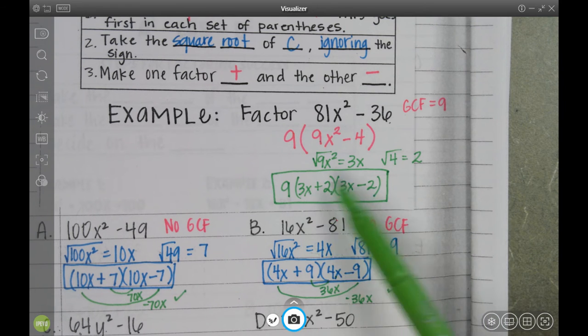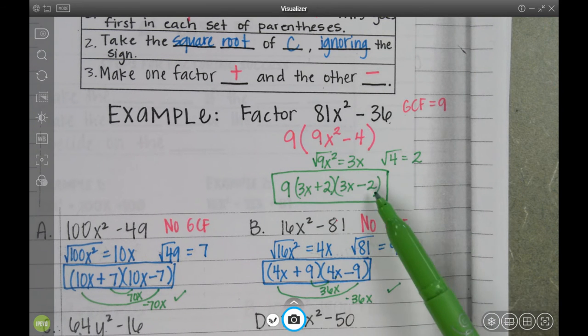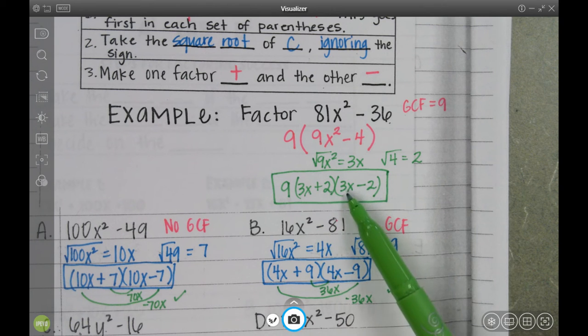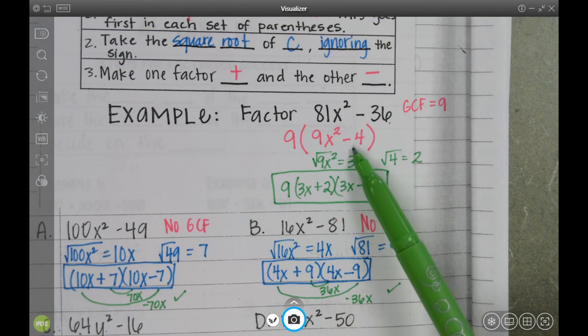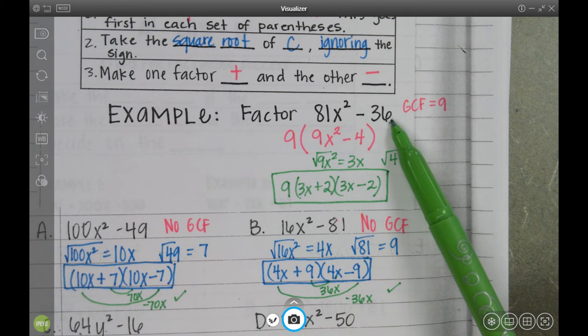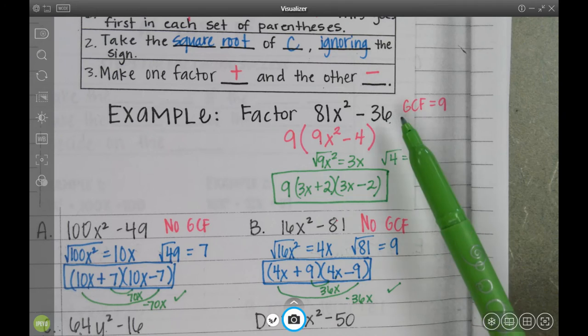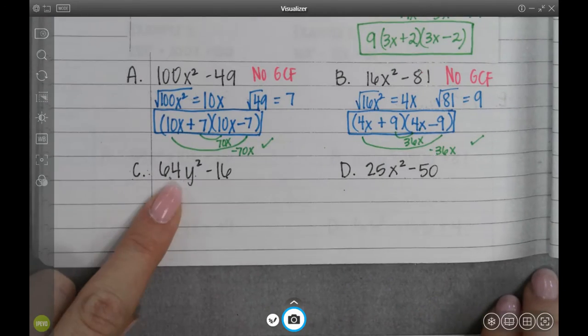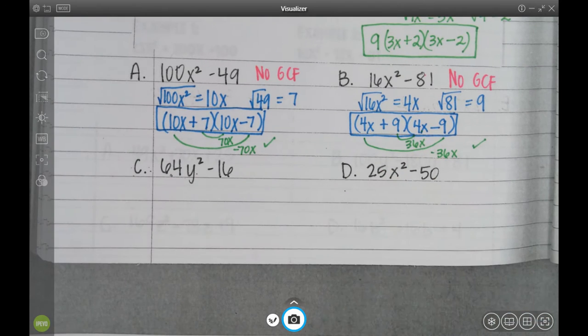And then to check, 3x times 3x is 9x squared, 2 times negative 2 is negative 4, minus 6x plus 6x cancels, so that will give us this. You multiply that 9 back in, you do end up with where you started. Okay? All right, so down here I'm going to let you do part C, and I'm going to change this one, so if you wrote it down, I'm sorry.